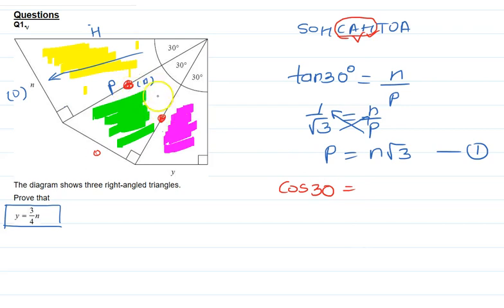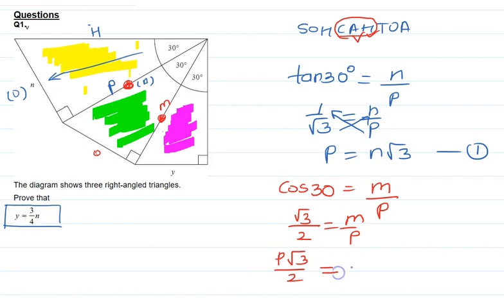So this is 30, this is opposite, this is hypotenuse, adjacent. Suppose this is m. So cos 30 is adjacent over hypotenuse, so m over p. Cos 30, if you put in a calculator, is root 3 over 2, that is m over p. If you cross multiply, it will be p root 3 over 2 equals m, or you can multiply by 2, so it will be 2m, and we can delete this 2 from here. So p root 3 equals 2m. Okay, nice and easy.